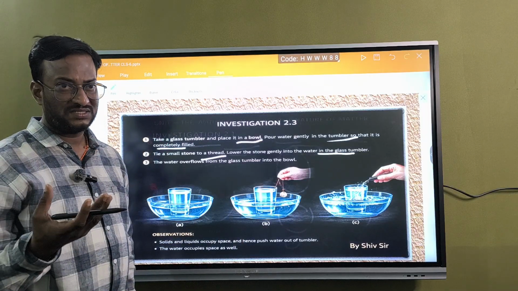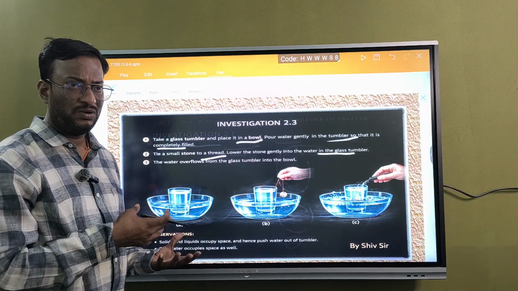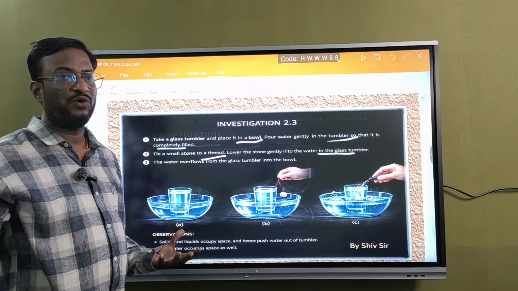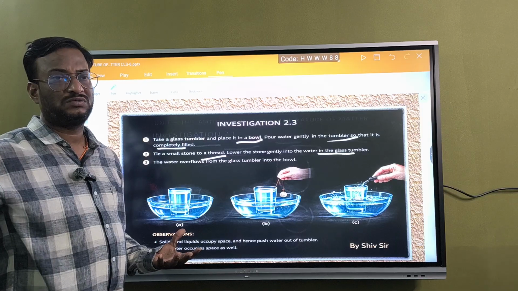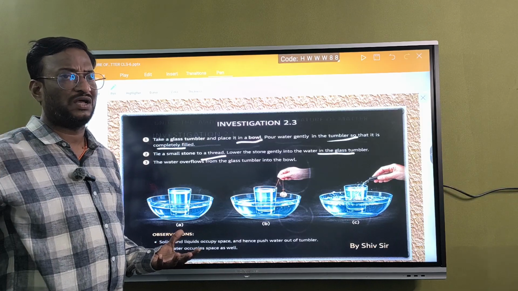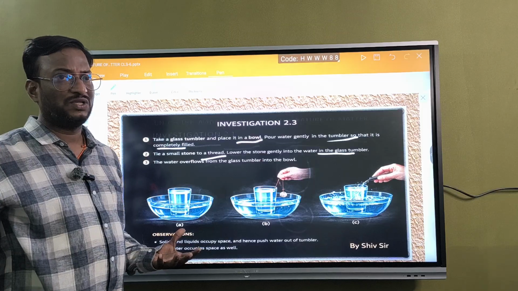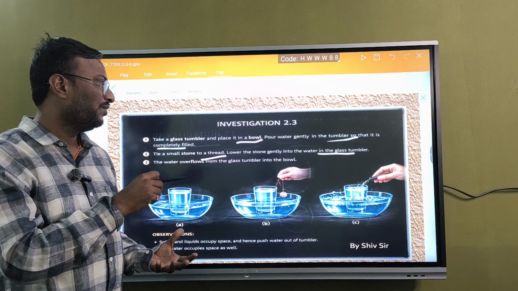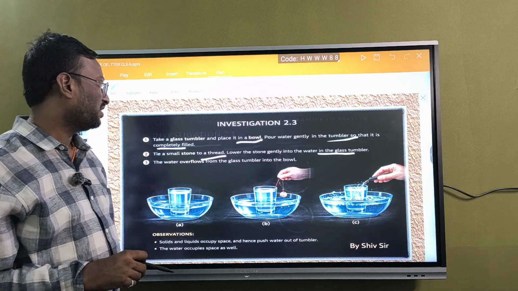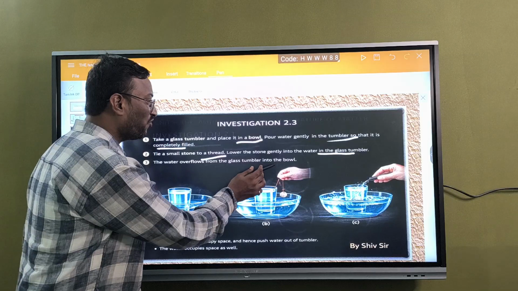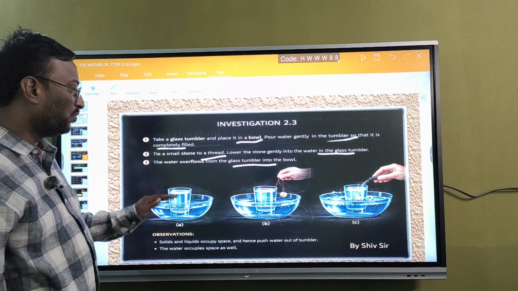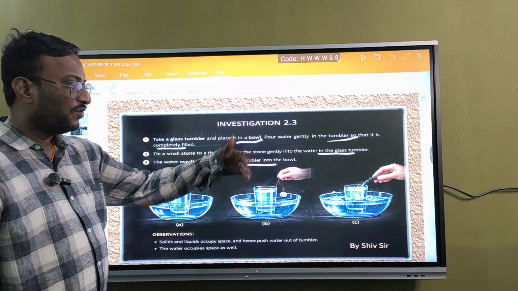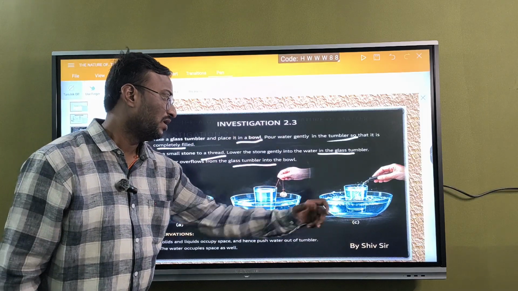We have taken the glass and put it in the bowl and completely filled the glass with water. Then we took a thread and tied a small stone to the thread, and slowly, gently we are going to dip the stone in the water. What happens? Water overflows from the glass tumbler into the bowl. Water అనేది ఎప్పుడైతే మనం అది వేసామో వాటర్ ఓవర్ఫ్లో అవుతుంది అనమాట. Water will overflow to the bowl.